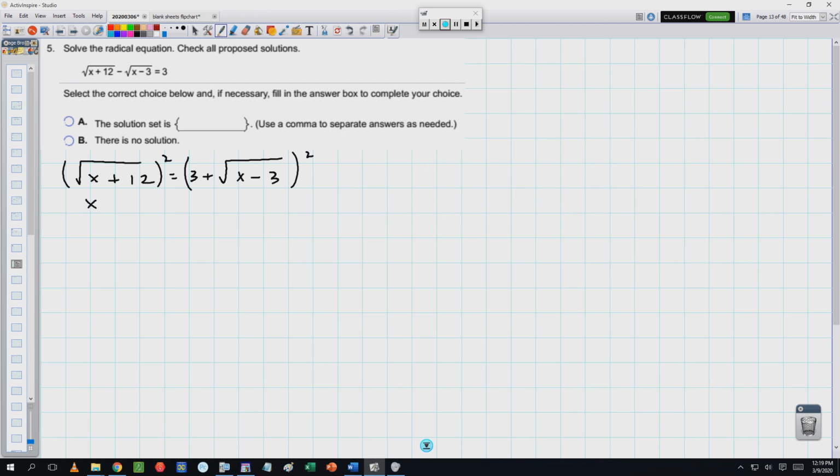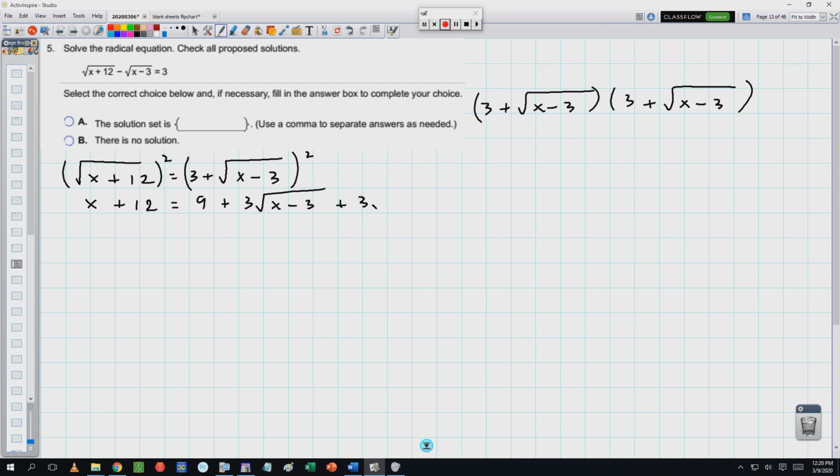Squaring this left-hand side, we get just what's inside the radical. Squaring the other side, you're going to need to FOIL the 3 with the radical times itself. So 3 times 3, the first times the first, will give me the 9. The first times the second will give me 3 with the radical. The second times the first will give me another 3 times the radical. And then the second times the second will give me what's inside the radical. A radical times itself will always give you what's inside the radical.